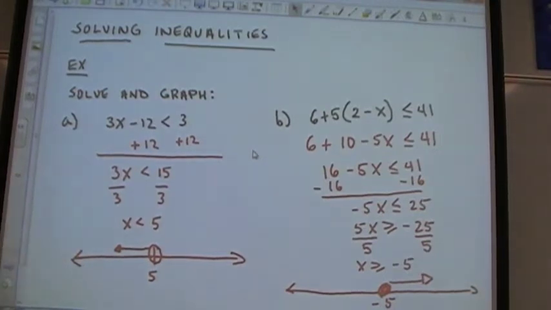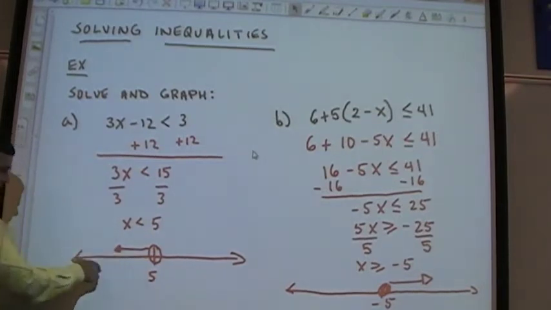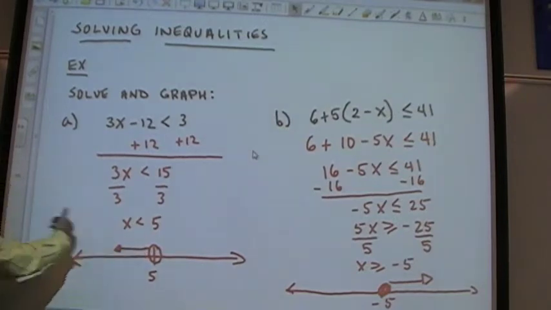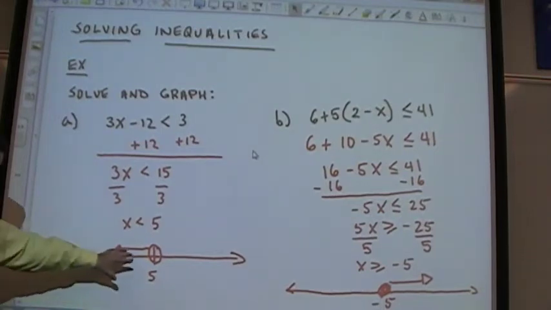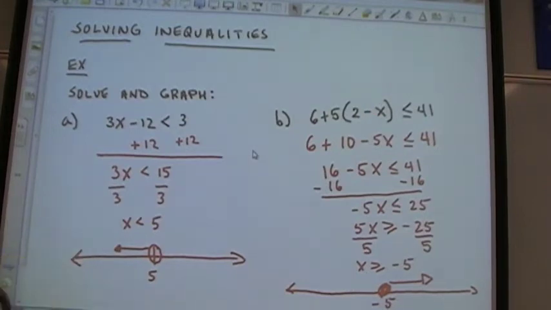Does everybody remember the shading part on a number line? Does the arrow matter? Does it matter if it's filled in or not? I don't care how you shade this. If you want to shade the line up here, I just drew a line representing every number to the left. So if you make it clear you're representing the numbers to the left of 5, then you're fine.